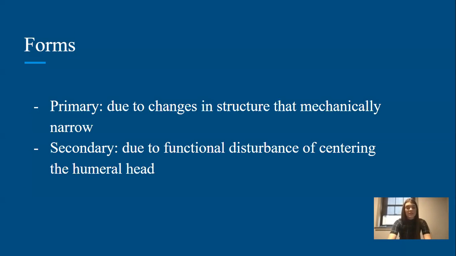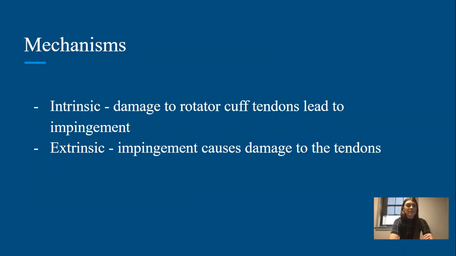The other form, which I've mentioned, is secondary impingement, which results from the humeral head being uncentered, which leads to abnormal placement of the humeral head, which eventually causes entrapment of soft tissues, which leads to the pain. There are two different mechanisms proposed for the cause of subacromial impingement syndrome. As seen here, those are extrinsic and intrinsic mechanisms. The extrinsic mechanism suggests the impingement causes damage to the tendons, and the intrinsic mechanism suggests the damage to the rotator cuff tendons leads to impingement.